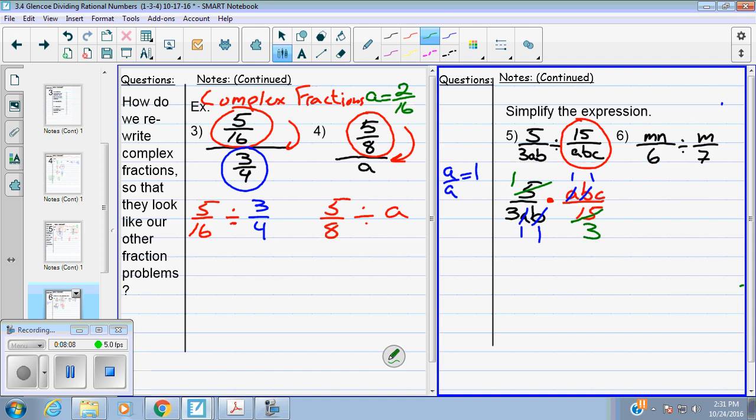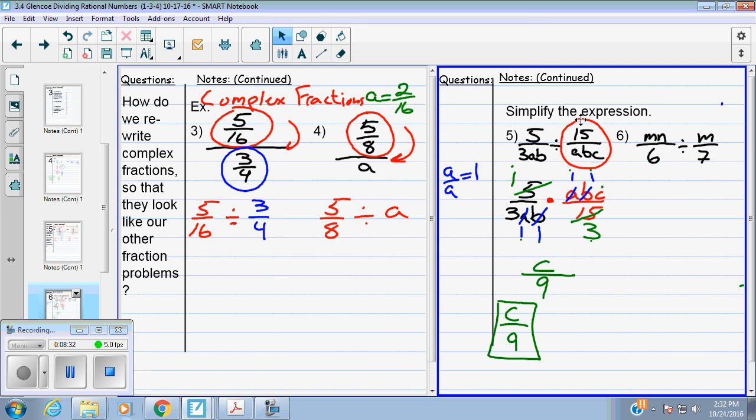And now we've reduced as far as we can, and we just multiply straight across. So 1 times 1 times 1 times C is C. All over 3 times 1 times 1 times 3 is 9. That's the answer. C over 9 is in simplest form. Again, I'm going to have you do 6 in class. So now we're moving on.